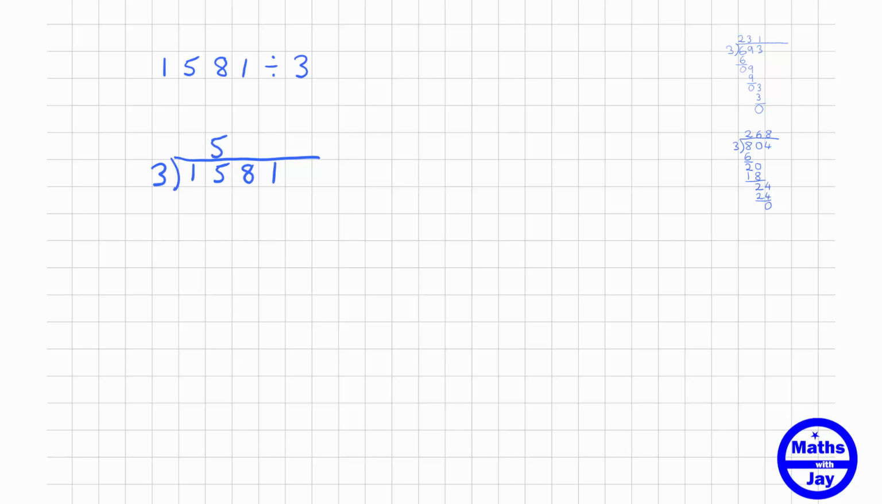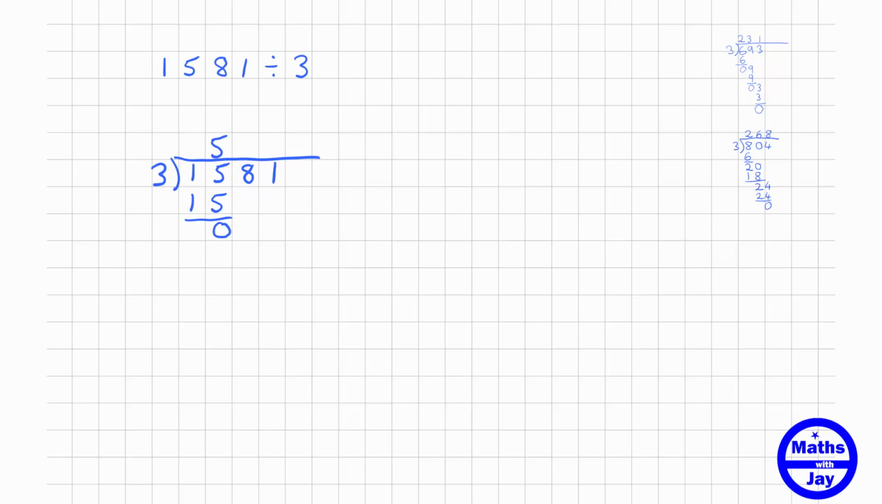So we now put the 5 above the 5 of the 15. If there's any chance you might write that 5 in the wrong place, then do write the 0 above the 1 to avoid that happening. So now we multiply 5 by 3 and get 15 and write that underneath the 15. Again, important to write that in the right place. So 15 subtract 15 is 0.